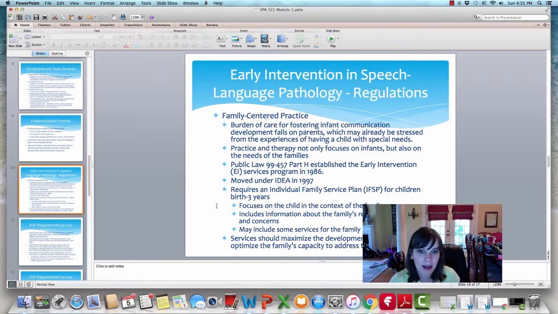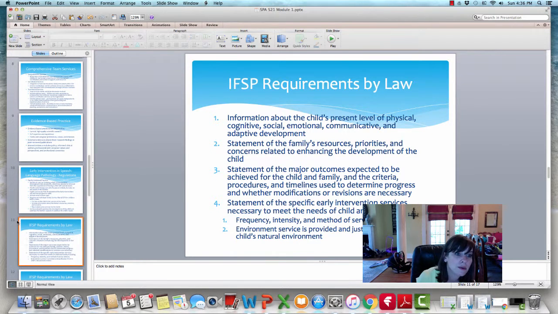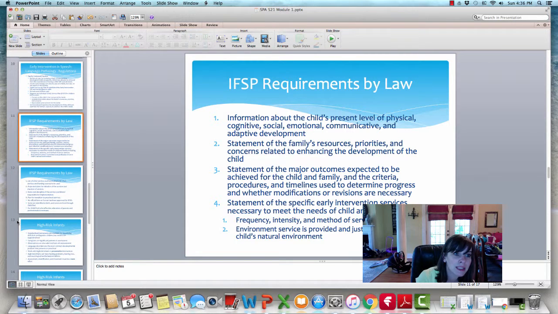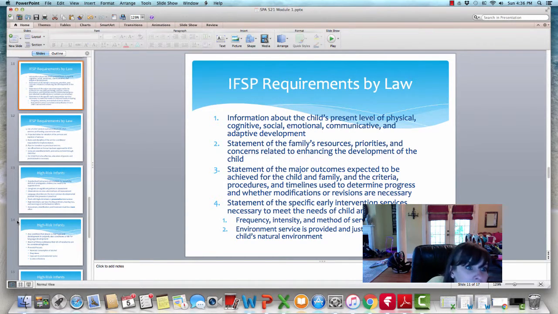Now, what Part C of IDEA requires is an individualized family service plan, or IFSP for short, for children birth to age 3. This focuses on the child in the context of the family and includes information about the family's resources, priorities, and concerns, and may include some services for the family. So the services might be counseling. It might be services for just general infant care. It varies depending on what the family needs and the family's knowledge and resources. But the services should maximize the development of the child and optimize the family's capacity to address the child's needs. So for the requirements of IFSPs by law, there are, I believe, 8 requirements.